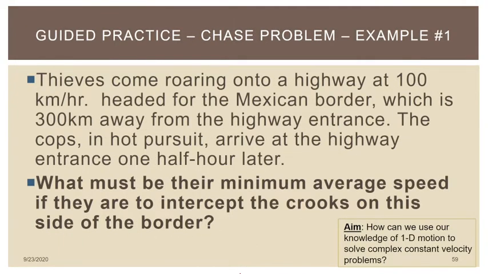Chase problem example number 1. Thieves come roaring onto a highway at 100 kilometers per hour, headed for the Mexican border, which is 300 kilometers away from the highway entrance. The cops, in hot pursuit, arrive at the highway entrance 1/2 hour later. What must be their minimum average speed if they are to intercept the crooks on this side of the border? All right, let's take a look at this one.